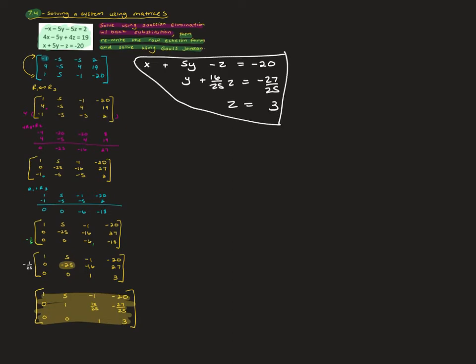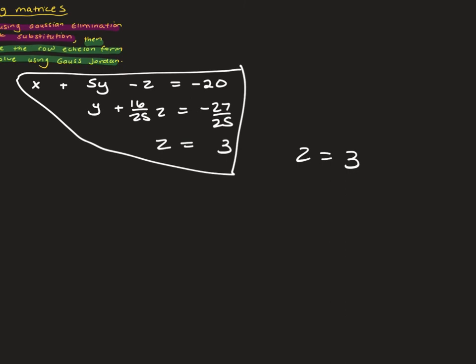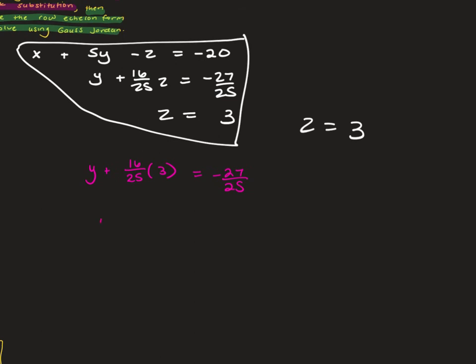Here's my triangle system. So I already know z equals 3. Now I can take that and plug it back into y plus 16 over 25 times 3 equals negative 27 over 25. I would get y plus, this would be 48 over 25 equals negative 27 over 25. Subtract it.